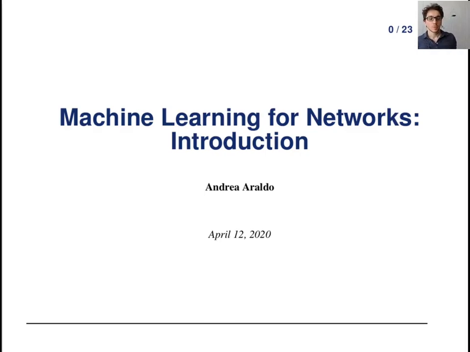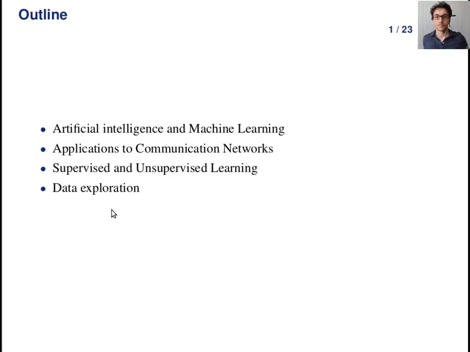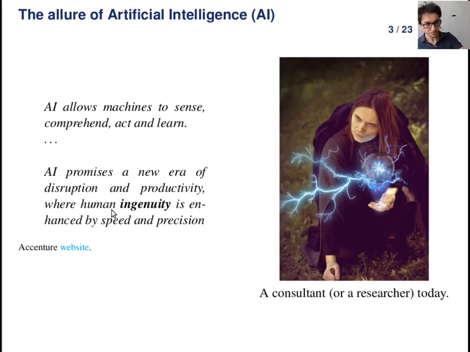So let's start to talk about the actual content of the course. I will start to give some definitions of artificial intelligence and machine learning. Then we will discuss some applications to communication networks, and we will define supervised, unsupervised, and semi-supervised learning. We will already start to write some Python code to perform data exploration.